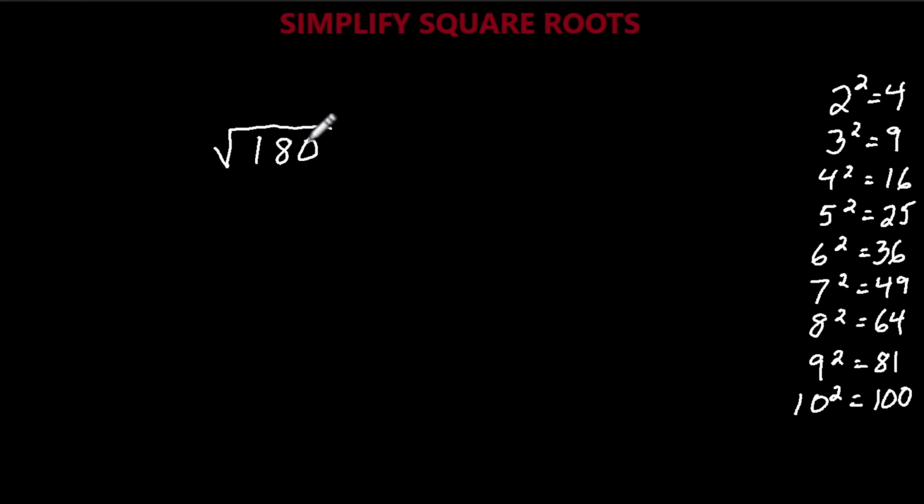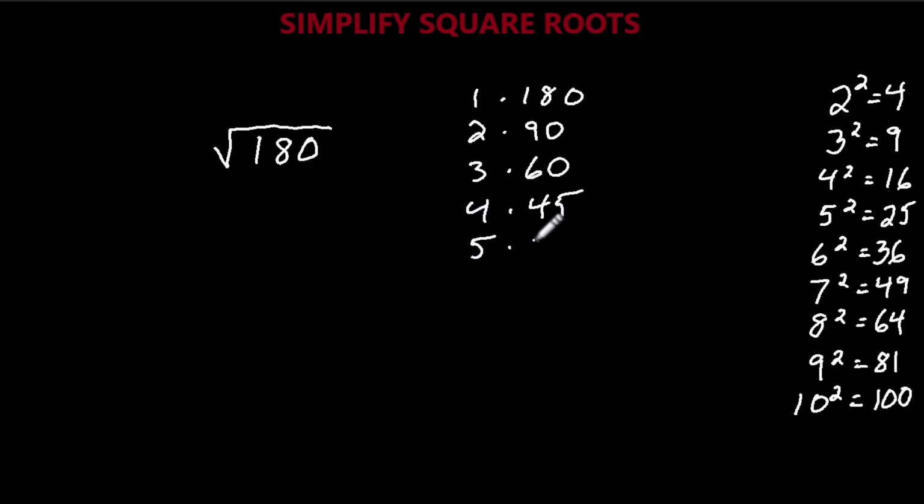So let's use that newfound procedure to do 180. So I have 1 times 180. I have 2 times 90. I have 3 times 60. Still no perfect squares. And I have 4 times 45. And then I have 5 times 36. And finally, we've come to a perfect square. So I rewrite the square root of 180 as 36 times 5. 36 is a perfect square. I can bring the 6 outside, and radical 5 stays inside.